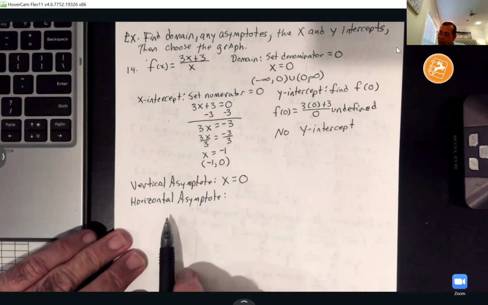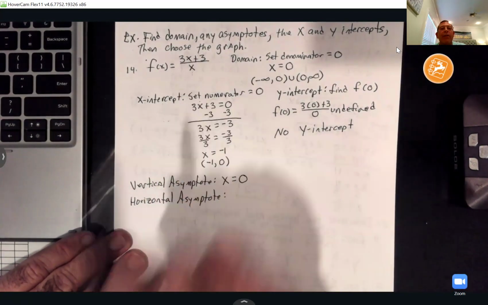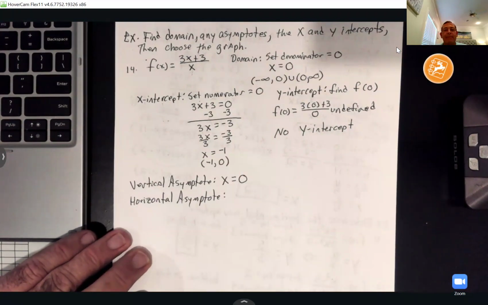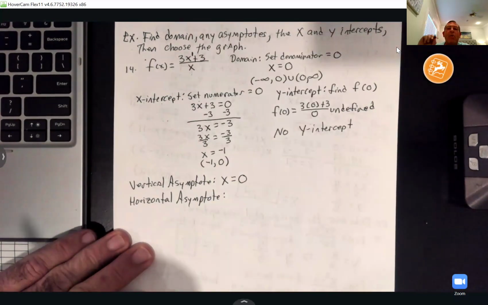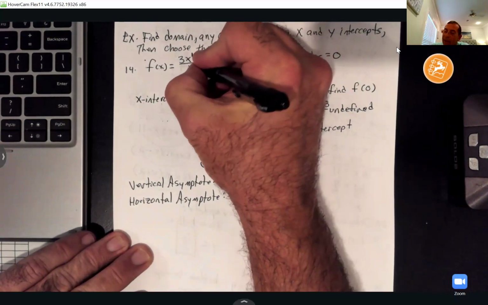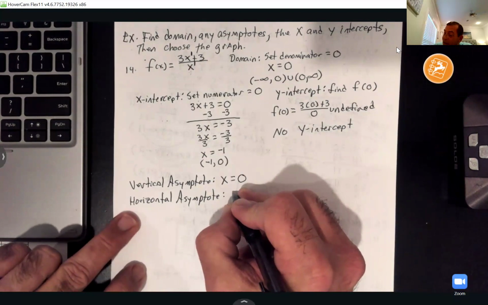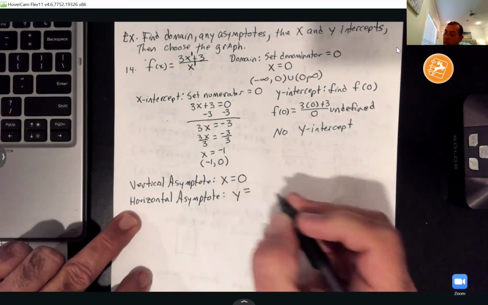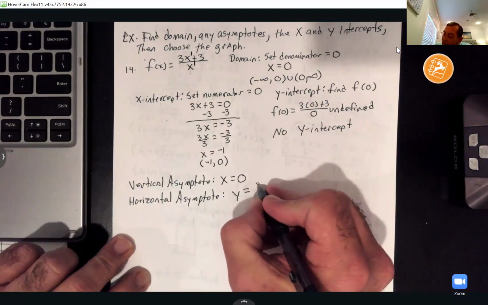Well, for the horizontal asymptote, look at that. What's the degree of the top? Remember, since you don't see an exponent there, it is a 1. What's the degree of the bottom? It's a 1. So my horizontal asymptote will be y equals, well, remember, on top you got a 3.